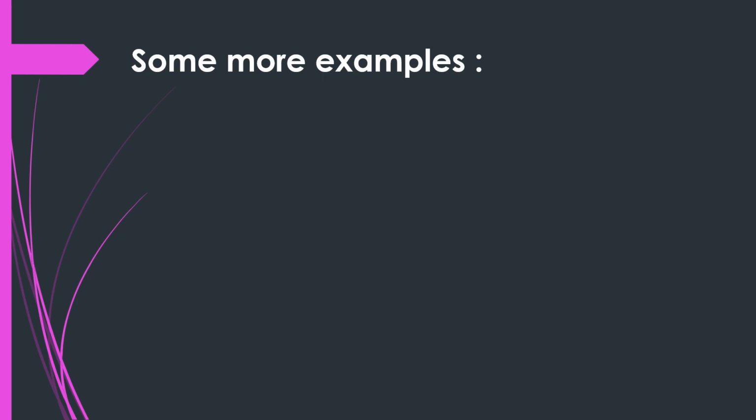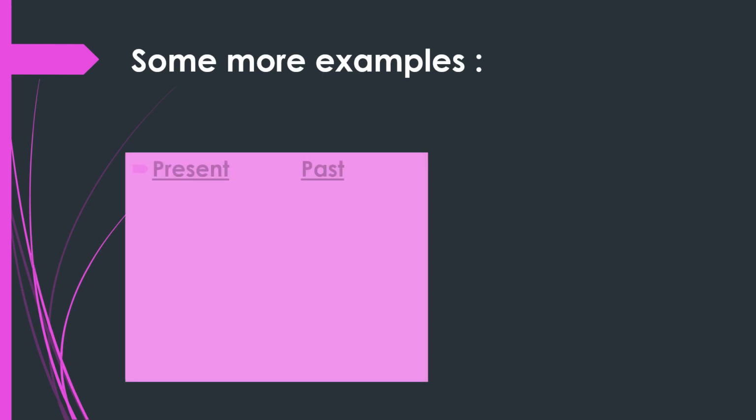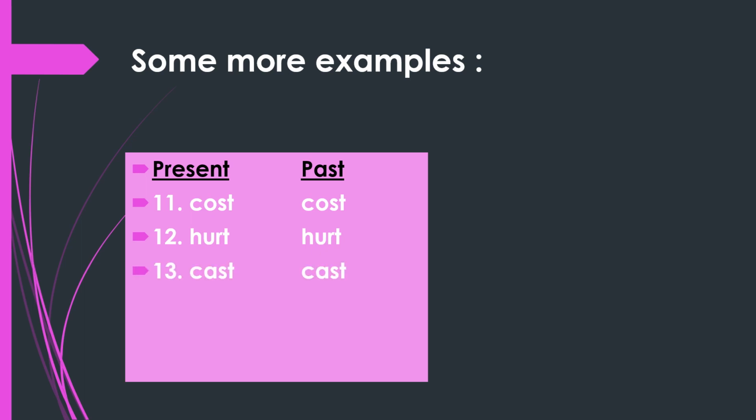Let us see some more examples. And remember that you have to learn these by heart because this is a lesson for your life and you have to remember this forever. Number 11 is cost. Cost remains cost in the past form. Number 12 is hurt and it remains hurt in the past form. Number 13 is cast, it remains the same in the past form.